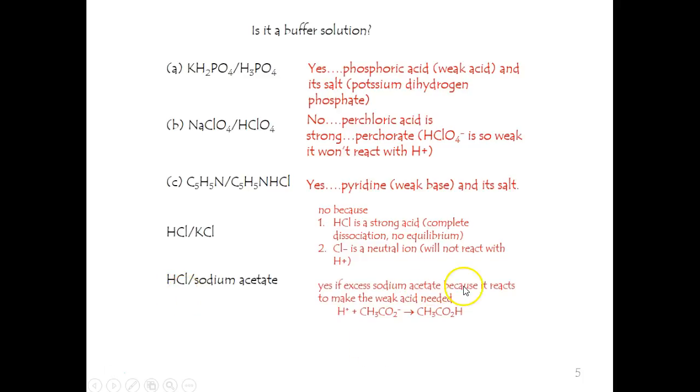If you had excess sodium acetate, because it would react to make some acetic acid, and you still have the sodium acetate, and you don't have the HCl, I already said that. So yes, it's a buffer system. You could also do the opposite, where you have acetic acid, and to that you add less than an equivalent of a base, such as sodium hydroxide. That's an introduction to buffers.